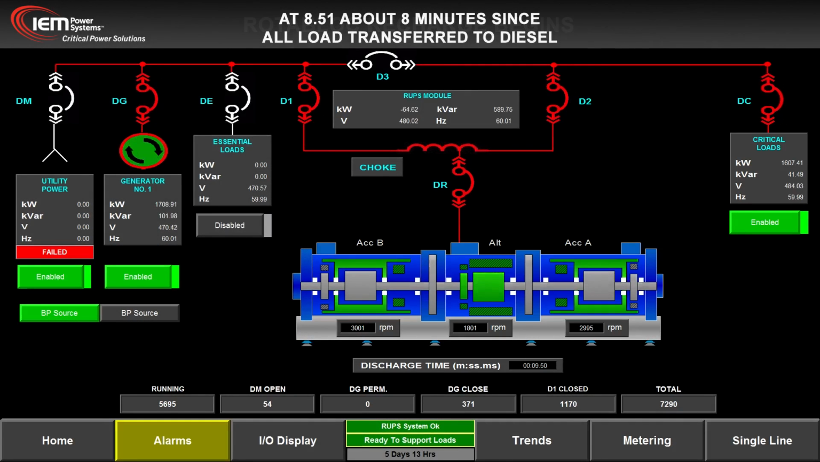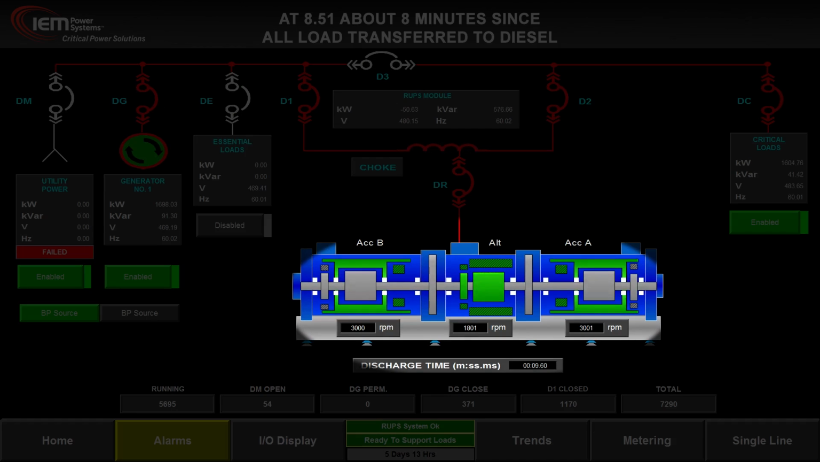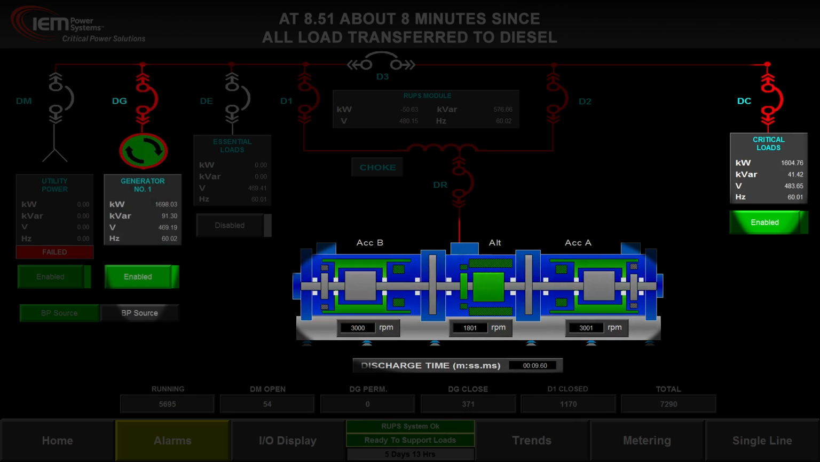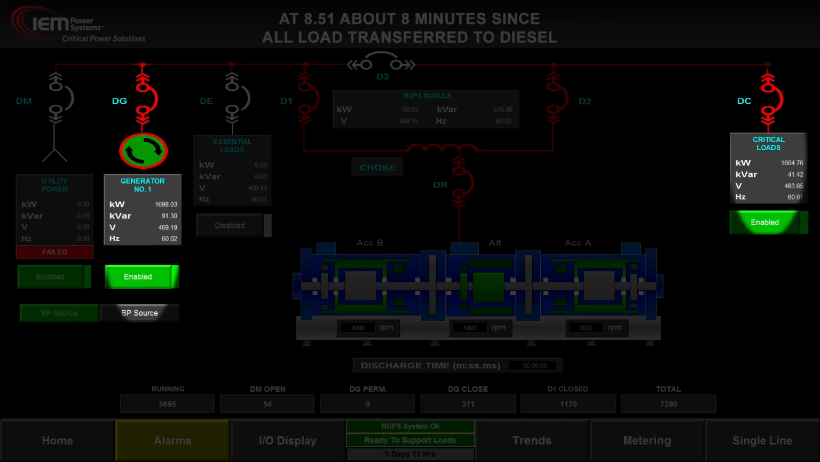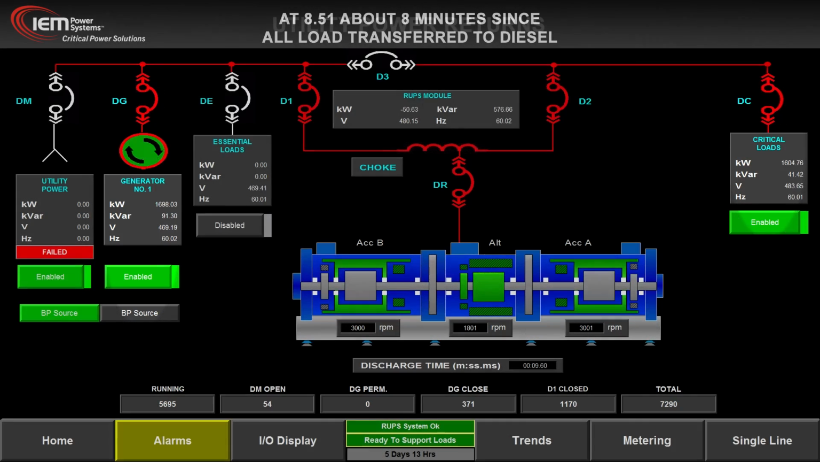About 8 minutes since all load transferred to diesel, the Rotoblock is fully charged at 3000 RPM and ready to act as a UPS. Discharge time is 9.6 seconds based on the 1600 kilowatts of critical load. The genset continues to feed conditioned power to the critical load.